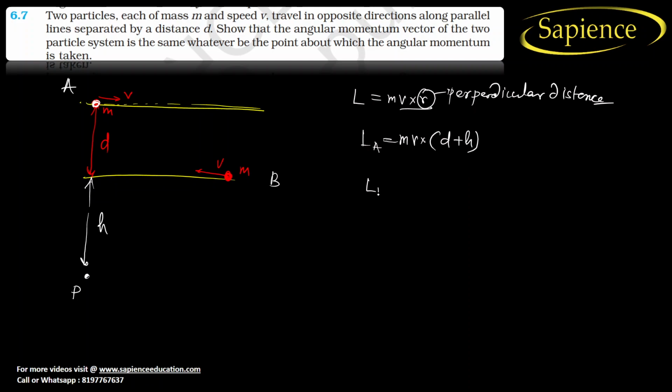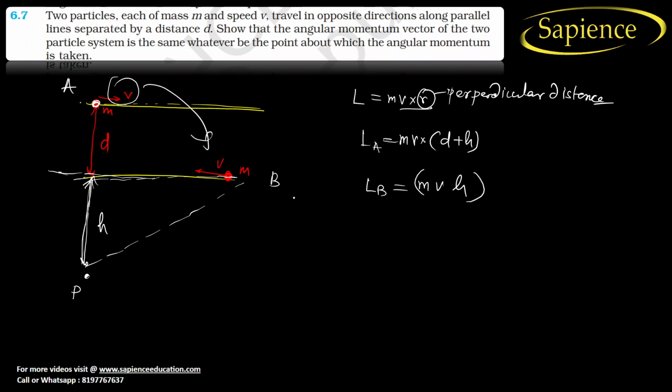Now if we consider the angular momentum for body B, it will be mass into velocity into the perpendicular distance. No matter what this distance is, we have to take the line of action of the velocity and the point from which we are considering should be at a perpendicular distance only. So the perpendicular distance is h. But one thing you should notice is that this object tries to move in this direction, but that one tries to move in the opposite direction. So the angular momentum will be in the opposite direction.